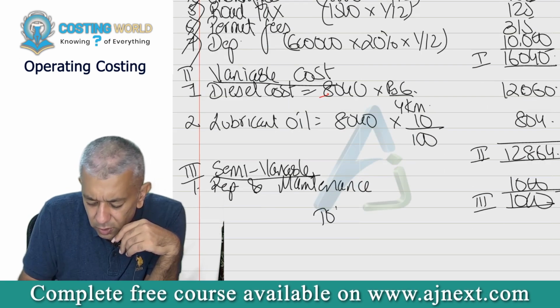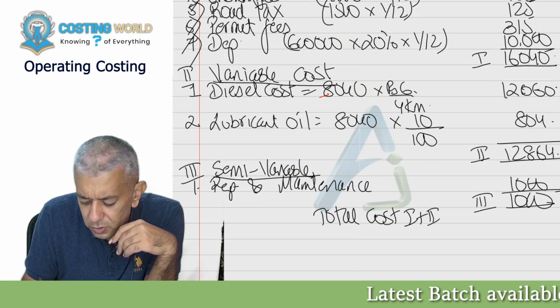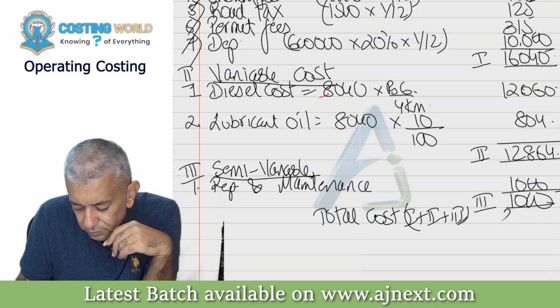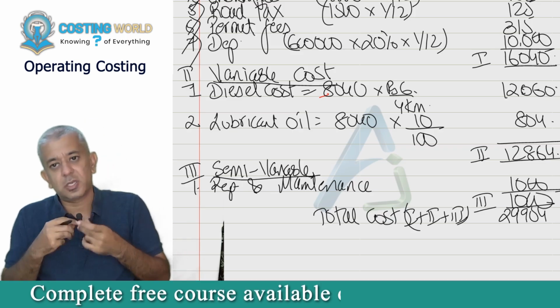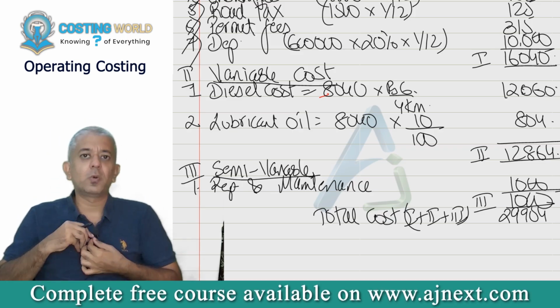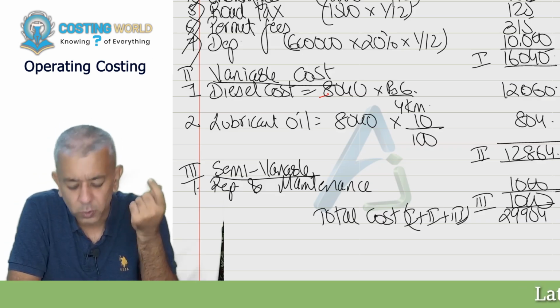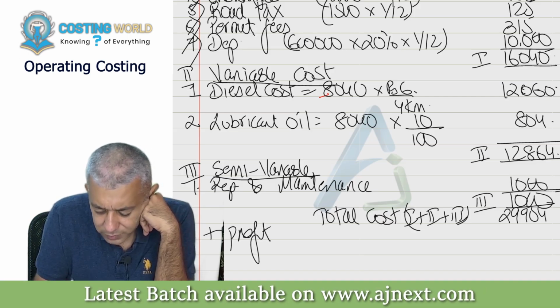So this will be your total cost. 1 plus 2 plus 3, that's how much? 29,904. Now this is cost. In this particular question, we don't want to charge only cost to our customer. We would like to charge our profit margins also. So add profit.